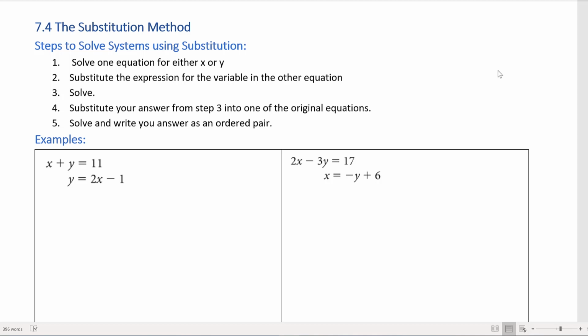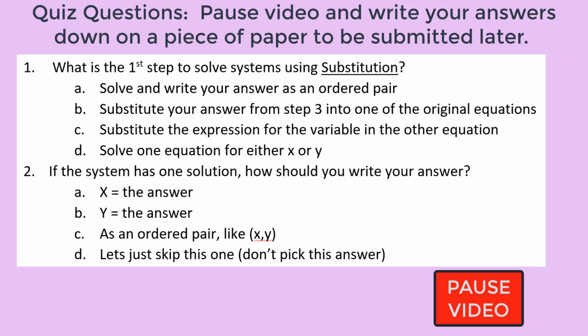Step 2. Substitute the expression for the variable into the other equation. That's important that it's the other equation. Then you'll have one equation with only one variable. So step 3 would be solve that equation. Step 4, substitute your answer from step 3 into one of the original equations to solve for this second variable. And then step 5, solve and write your answer as an ordered pair. Now that may seem like a lot of steps to you, but it's not so bad once you see it worked out.